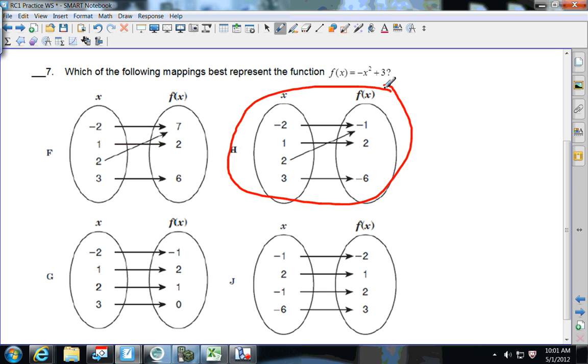The biggest thing on the mapping is to remember that as you have things with the lines, this means that the points are -1, -2, 2, 1, -1, 2, -6, 3, and that when you're drawing the arrows to them, they're giving you the ordered pairs.